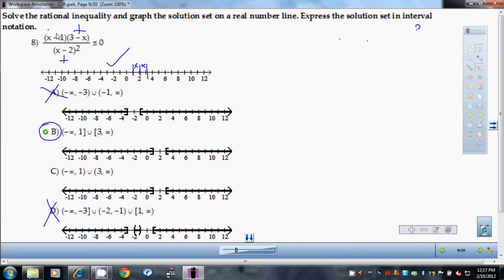Number greater than 3. How about 4? 4 would give us a positive and a negative. Is a negative less than 0? Yes, it is. So that's why it was less than 1, greater than 3.